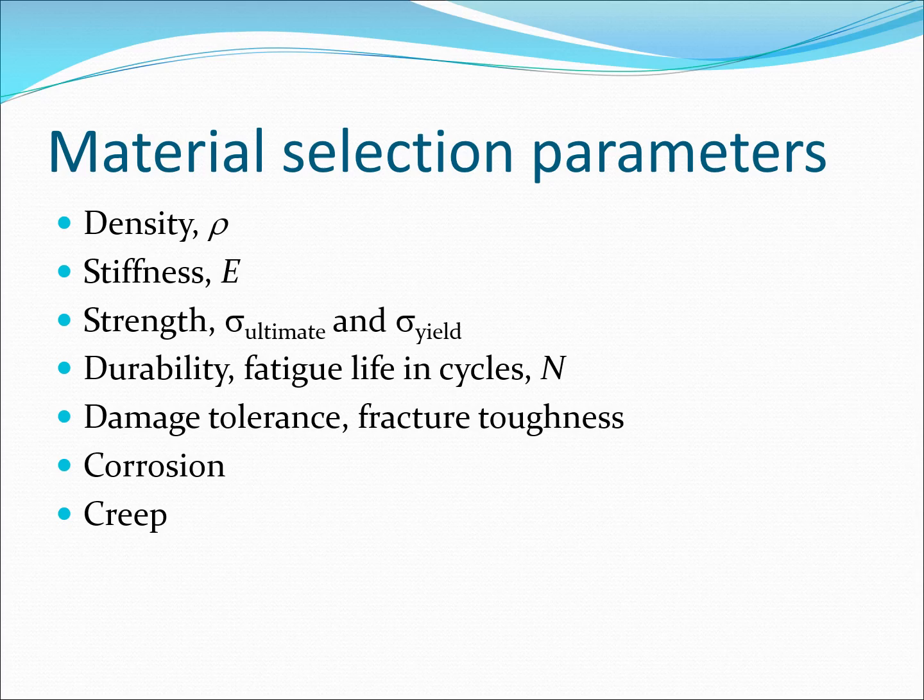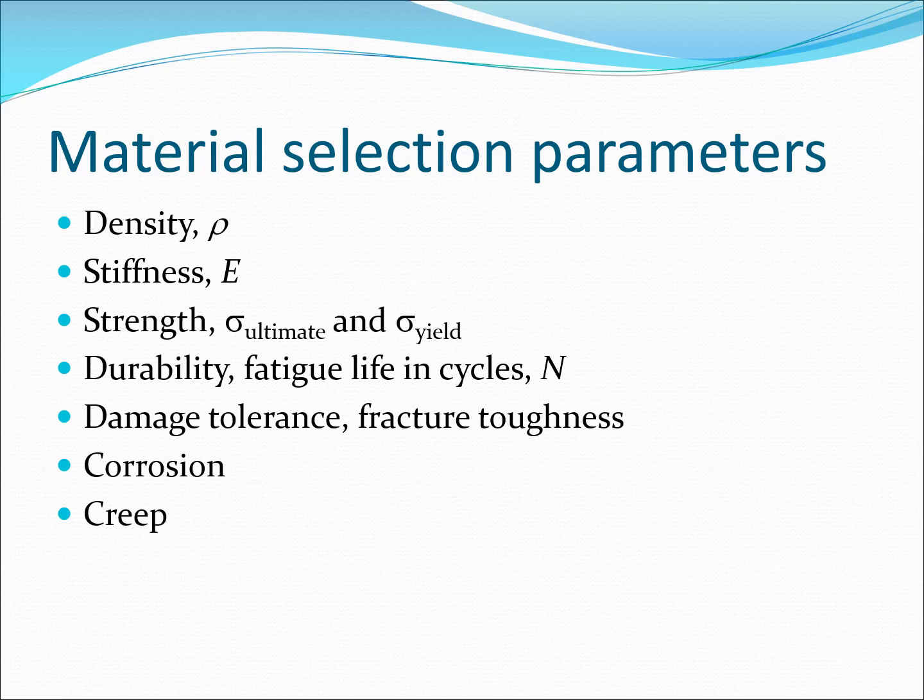Now let's turn to the material side of the equation. Whenever we are thinking of materials, we of course think of metals, we can think of composites and so on. But if you look at the material at a fundamental level, certain properties define the material. For example, density, the stiffness, the strength. And again, here for metals, typically we have an ultimate strength, we have a yield strength, we have the durability and fatigue life in cycles, which is given by N.